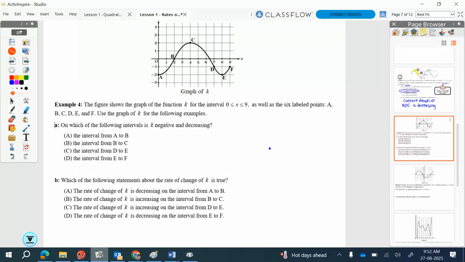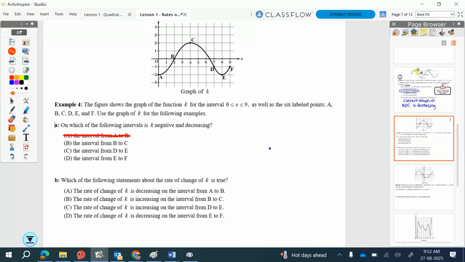In the diagram, the graph of the function k on the interval 0 to 9, we've got 6 points. On which of the following is k negative and decreasing? So first we have to look from A to B. A to B, the function is negative, but it's rising. So I'm just going to go along crossing these up. This one here is negative, but rising.